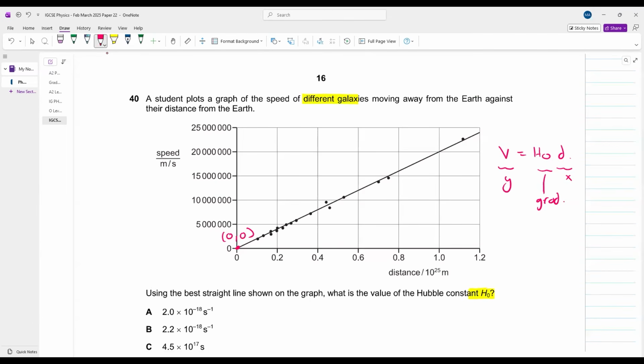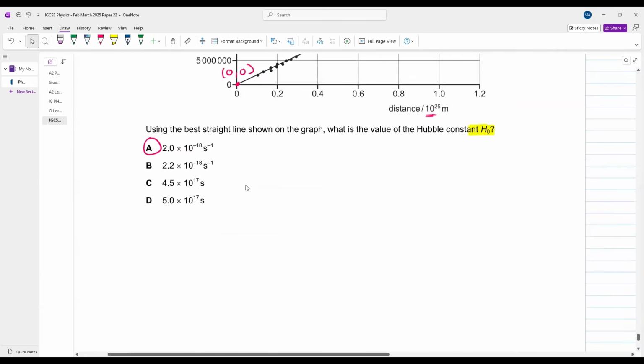This is your first point, 0, comma 0. Second point क्या हो जाएगा बेटा ये? That is 1 into 10 raised to the power 25. ठीक है. Can you calculate the gradient? Gradient क्या आ जाएगा? y2 is 2 and 7 zeros, so 2 into 10 raised to the power of 7 minus 0 divided by 1 into 10 raised to the power of 25 that I have picked up from this axis. Your answer comes out to be 2 into 10 raised to the power of minus 18, which is your Hubble space constant. A is your answer. This marks the end of your paper. If you have any questions, you can ask.